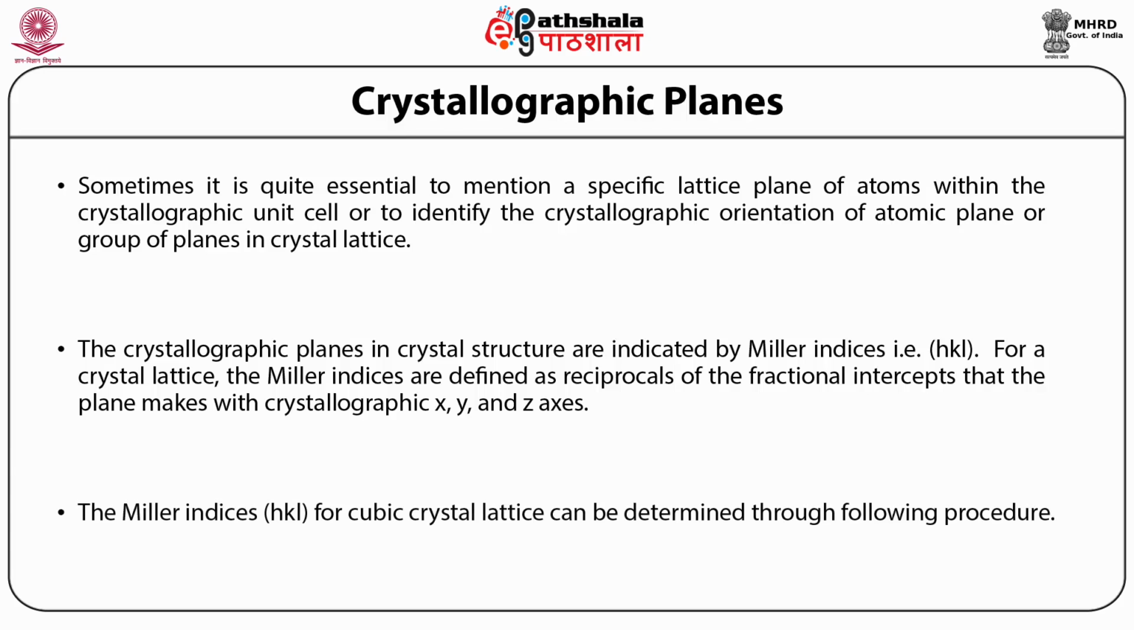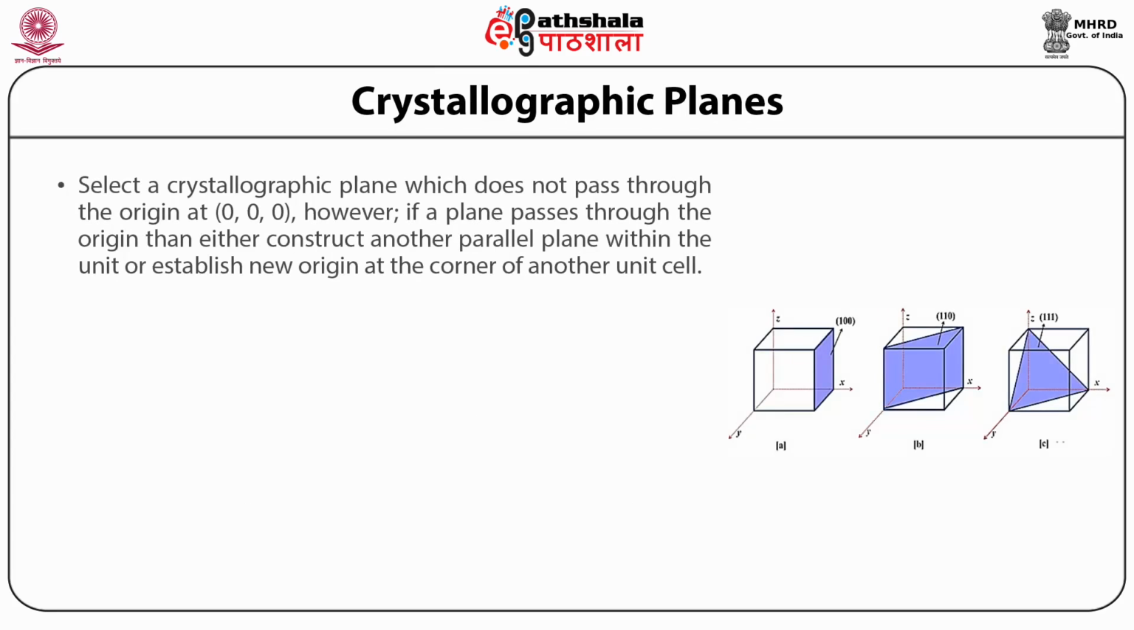The Miller indices HKL for a cubic crystal lattice can be determined through the following procedure. First, select a crystallographic plane which does not pass through the origin at 0, 0, 0. However, if a plane passes through the origin, then either construct another parallel plane within the unit cell or establish a new origin at the corner of another unit cell.